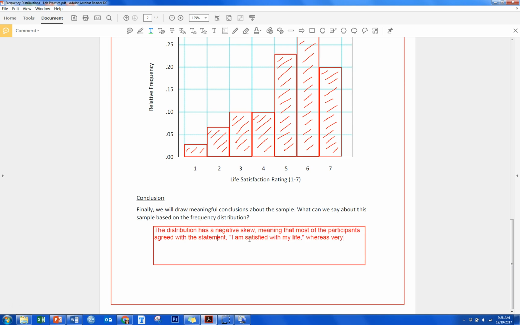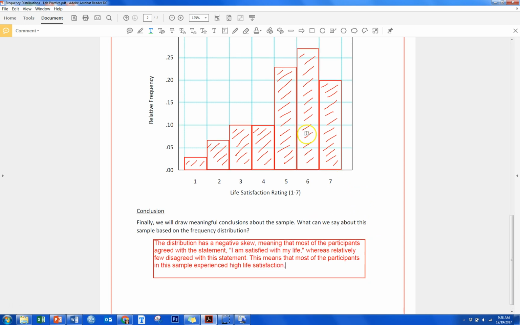Whereas relatively few disagreed with this statement. This means that most of the participants in this sample experienced high life satisfaction. So most of the participants experienced high life satisfaction, not very many in the middle, and certainly not very many on the low end.